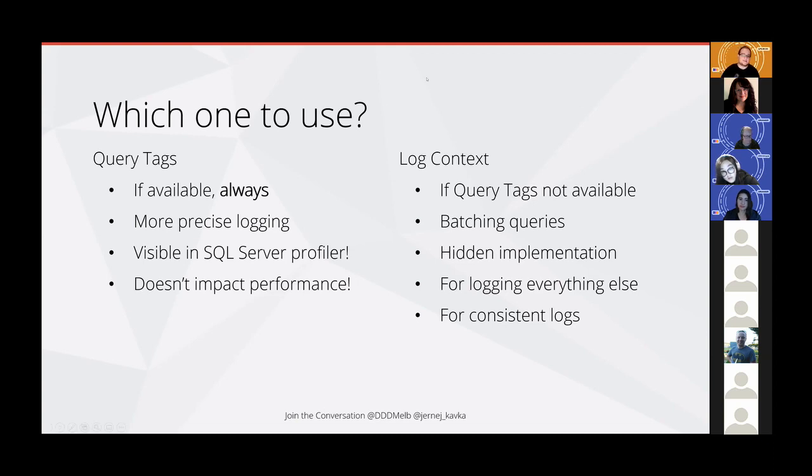So log context you want to use if EF query tags are not available, if you want to batch up multiple queries into a single context, if you don't have access to an implementation you want to log, and you can generally use it for anything really. Anything you want to add additional context to, this is a great way. And if you want to have log consistency, I recommend you use both, so that you can have a better search experience when you're using, say, Seq, which collects all the logs.